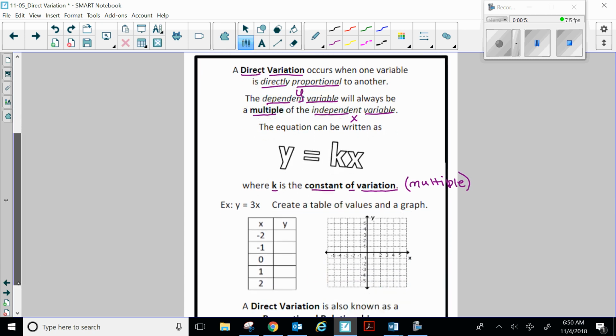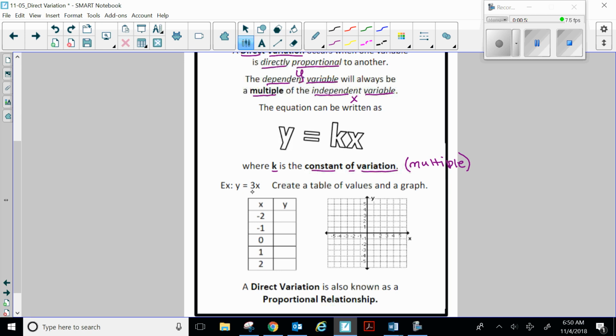So let's look at an example of a direct variation. y equals 3x is a direct variation because it is only multiplying my independent variable of x to get my dependent variable of y. So we're going to create a table of values and a graph. I'm going to take -2, my x value, and multiply by 3, which gives -6. -1 times 3 is -3, and I'm going to continue that down my table. So 0 times 3 is 0, 1 times 3 is 3, and 2 times 3 is 6.